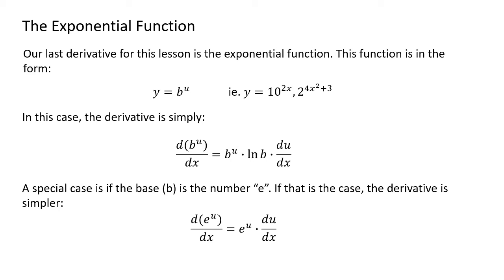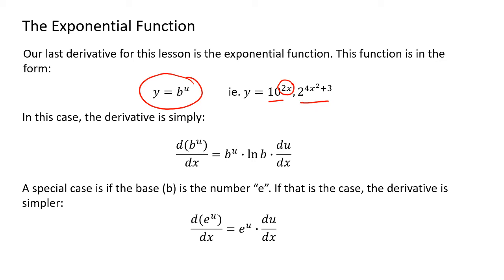Our final section of this lesson is the exponential function. So what this is looking at is the derivative of an exponential function. Let's say, for example, 10 to the exponent 2x, or 2 to the exponent 4x squared plus 3. So basically you have a number, and it's raised to the exponent, and the exponent in this case is a function. So we can write that as y equals some number b to the exponent u. Throughout we've used u as the symbol for whatever function we're talking about.